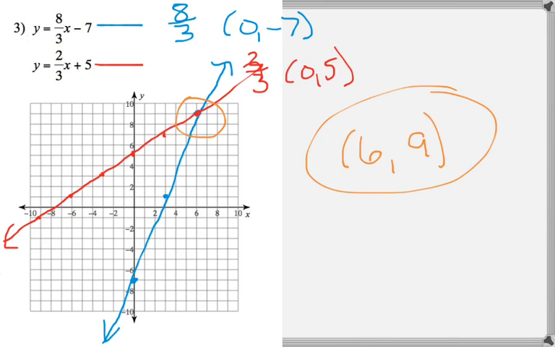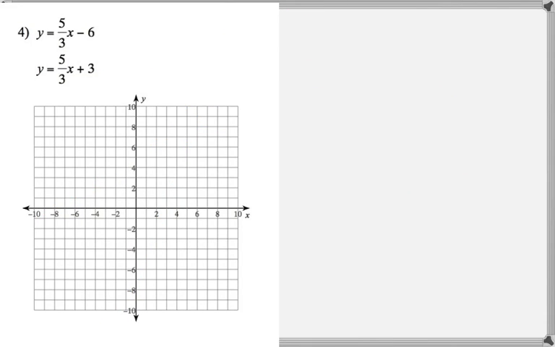Let's look at another example. Again, I'm still going to follow the same color coding. The first one I'm going to draw in blue, the second line I'm going to draw in red. The slope of the first one is 5/3. The y-intercept is 0, -6. So we first plot 0, -6. And this guy right here.